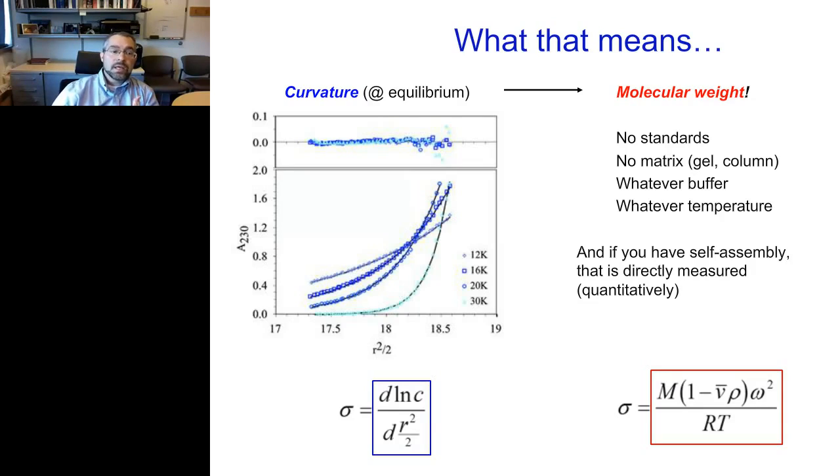Secondly, if you have a system that is undergoing self-assembly, so monomer to dimer, etc., which we'll talk about later, then you can actually directly pull out the equilibrium constants for those transitions between the different oligomeric states.